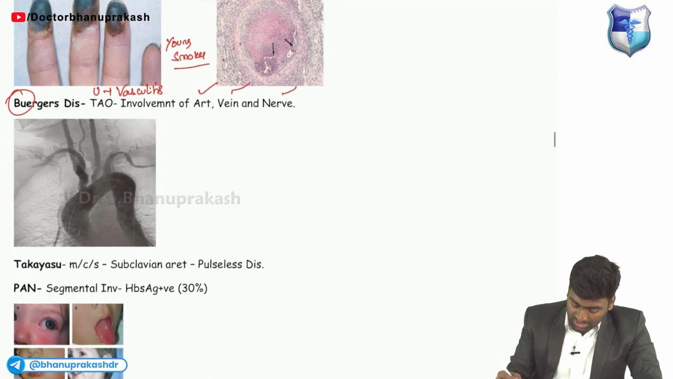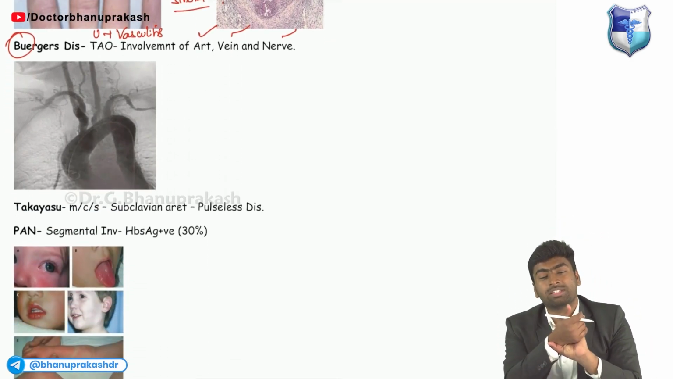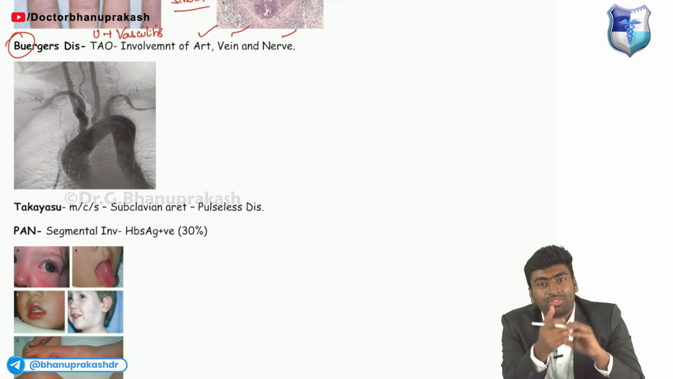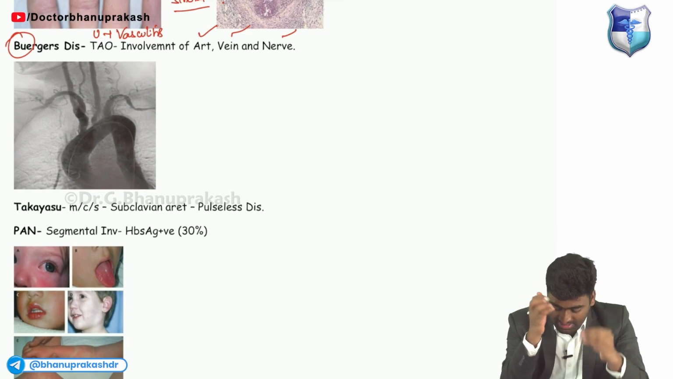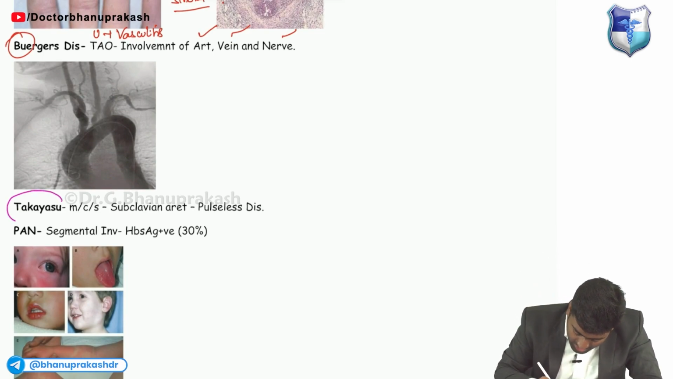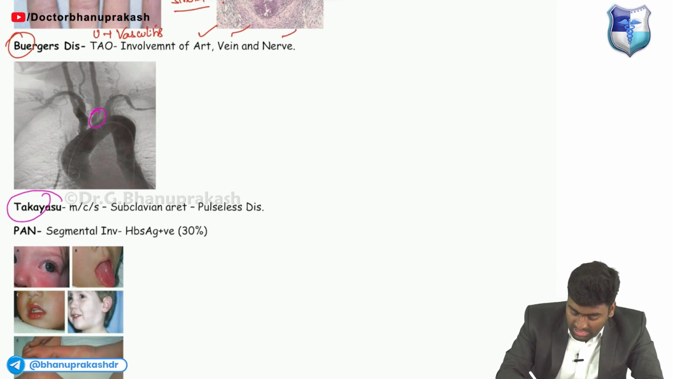And next, if you are unable to feel the pulse of a child, the disease which is known as pulseless disease, Takayasu arteritis, it will most commonly involve the subclavian arteries. Okay, just remember, it will most commonly involve the subclavian artery.